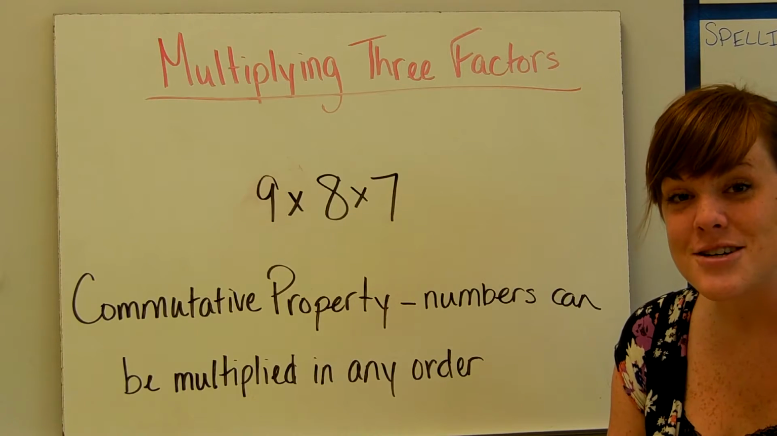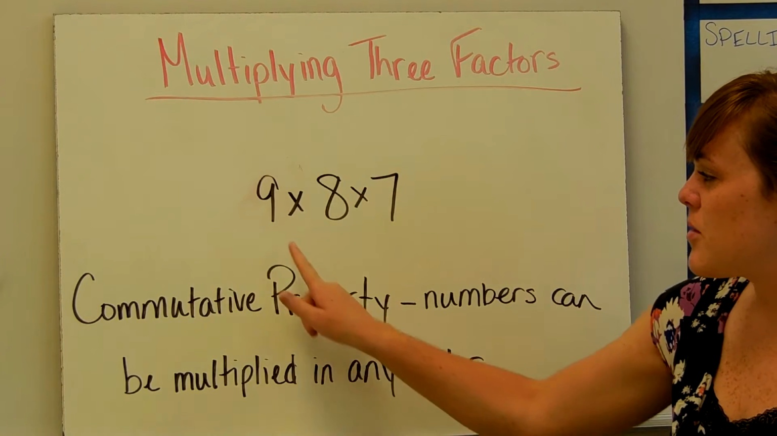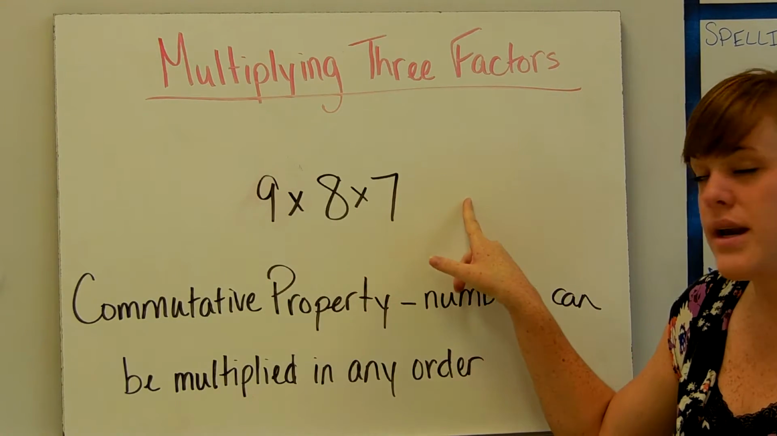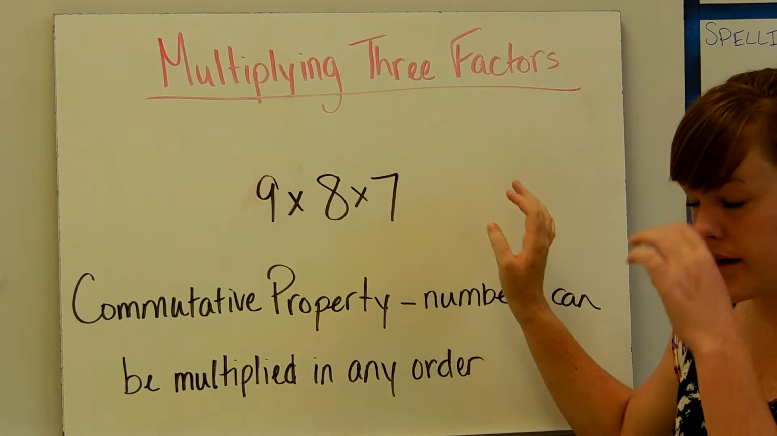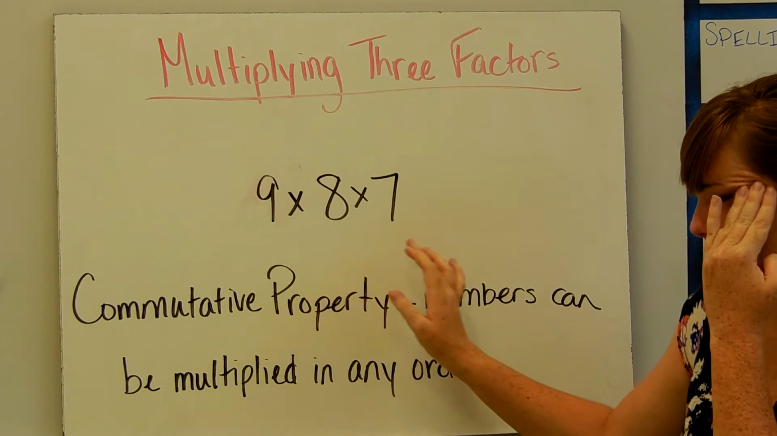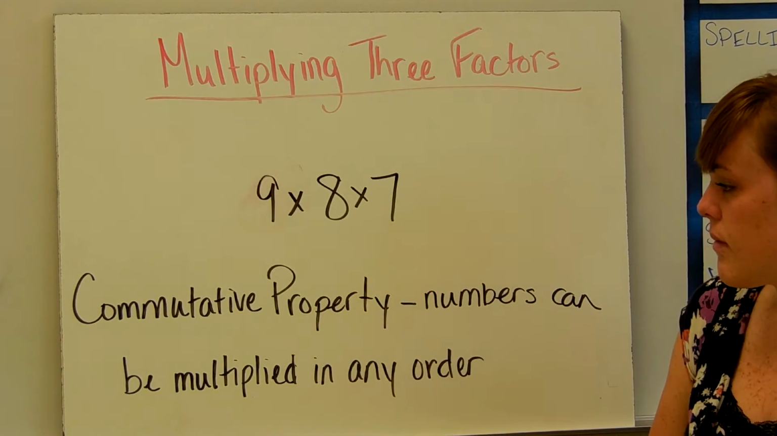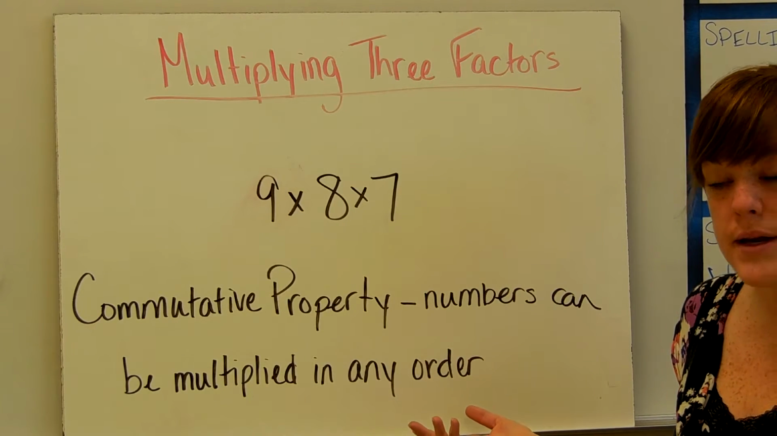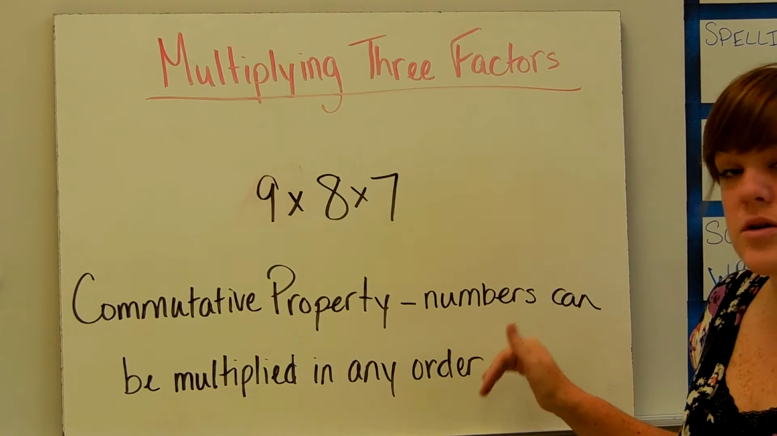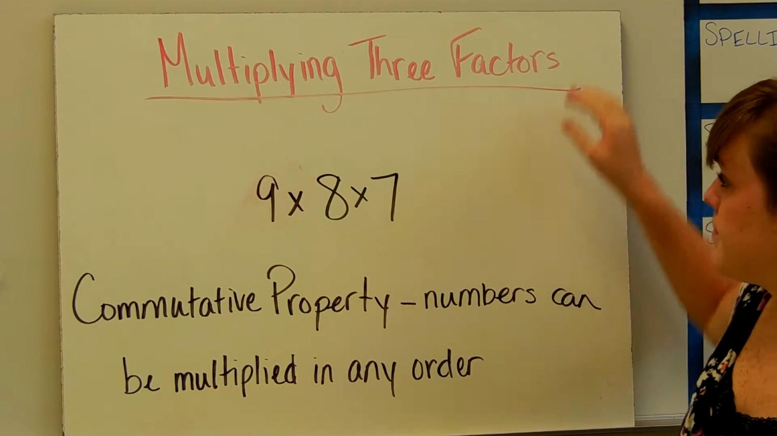Multiplying three factors. Remember that these are called factors, and then what it equals is called the product. So if we had 9 times 8 times 7, we remember the commutative property, which says that numbers can be multiplied in any order.